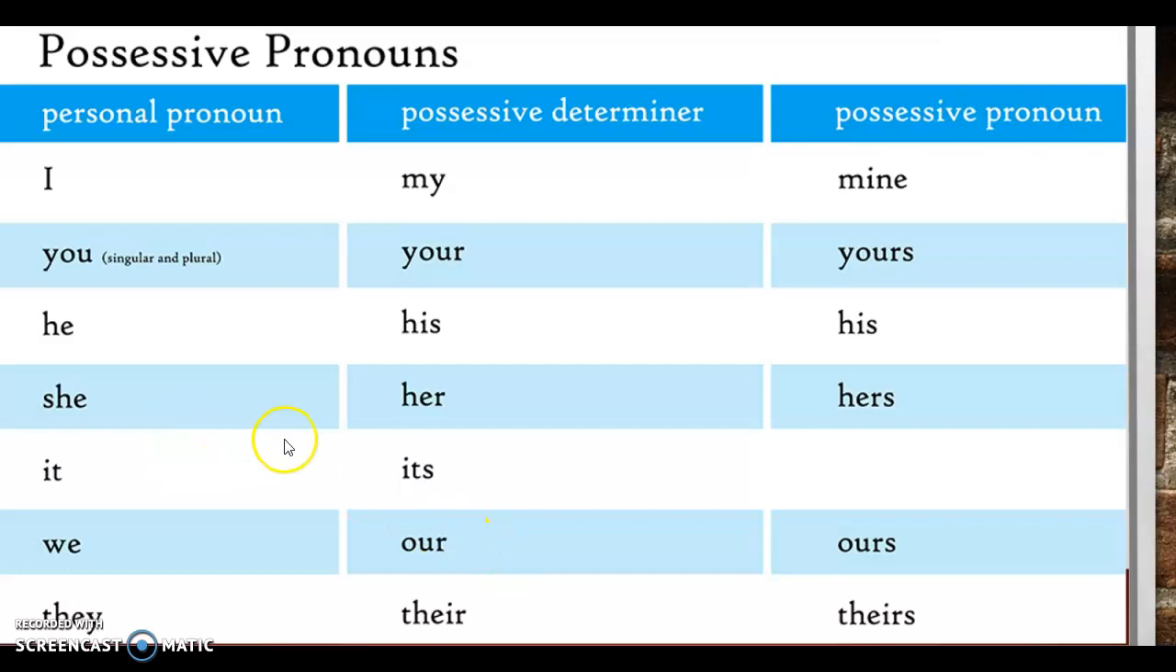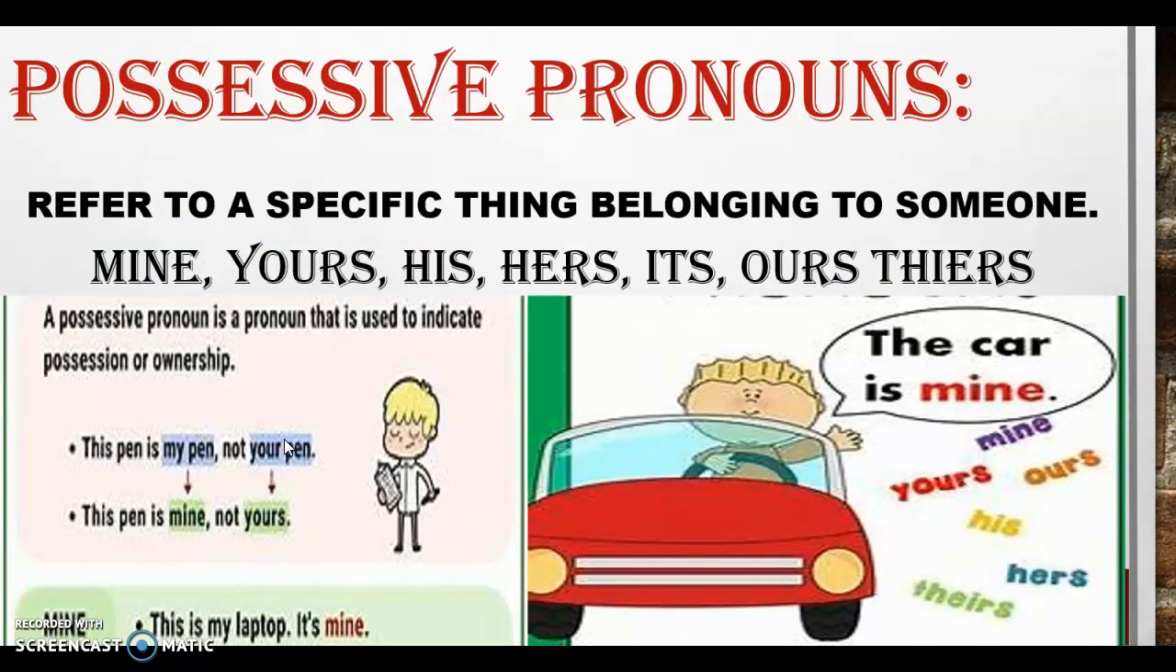Okay, let's see some examples. Possessive pronouns refer to specific things that belong to someone. I'm gonna give you an extra example. This is my cell phone. It's mine. Possessive pronouns. I am the owner of this cell phone. Okay, so this is mine, yours, his, hers, its, ours, theirs. A possessive pronoun is a pronoun that is used to indicate possession or ownership.